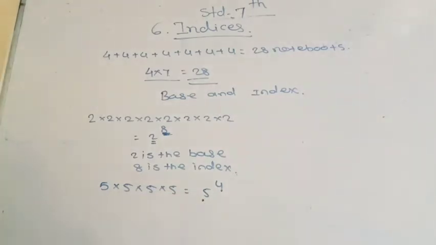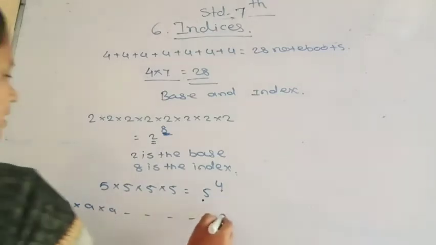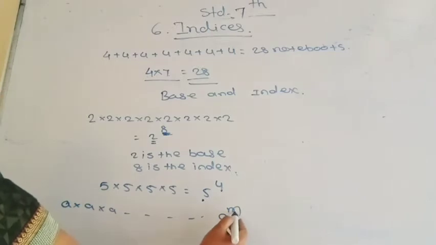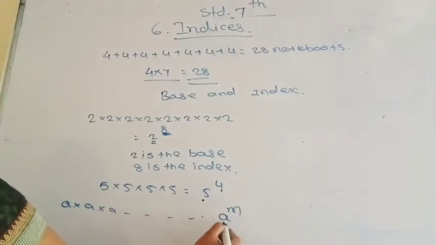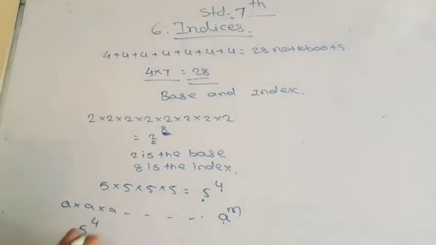Generally, if a is any number and you multiply a, m times, it is a index m, a raised to the power of m. Here a is called the base and m is called the index. So 5 index 4 is also read as 5 raised to the power of 4.